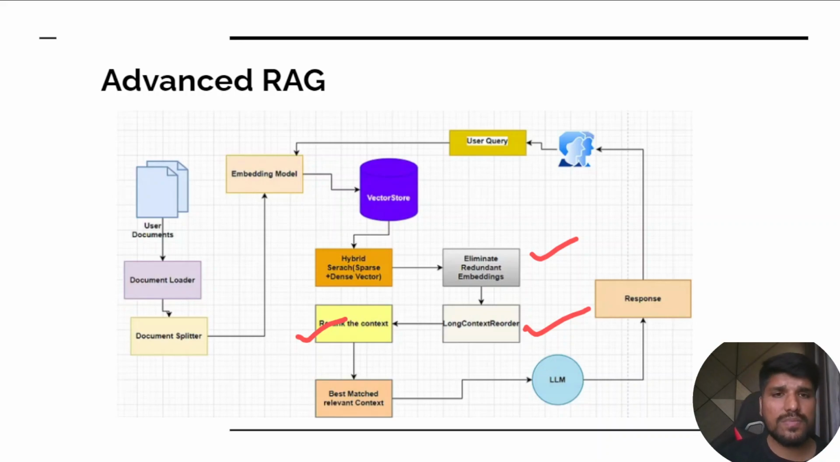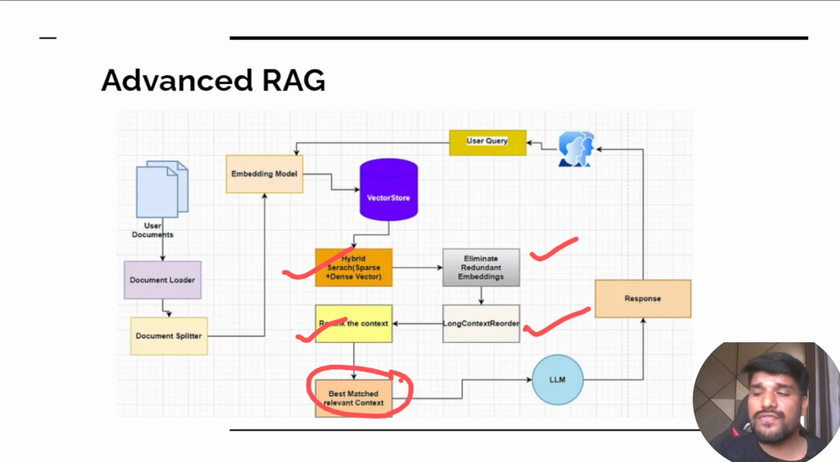We will go in depth in a separate video on how it works, but this is the understanding of the hybrid, element redundant embedding, long context, and re-rank. When I make the separate video of the actual implementation, I will go through it again. With re-ranking, we can find the best matching relevant context, extract it, and then feed it to the LLM, and then the LLM will give the response.